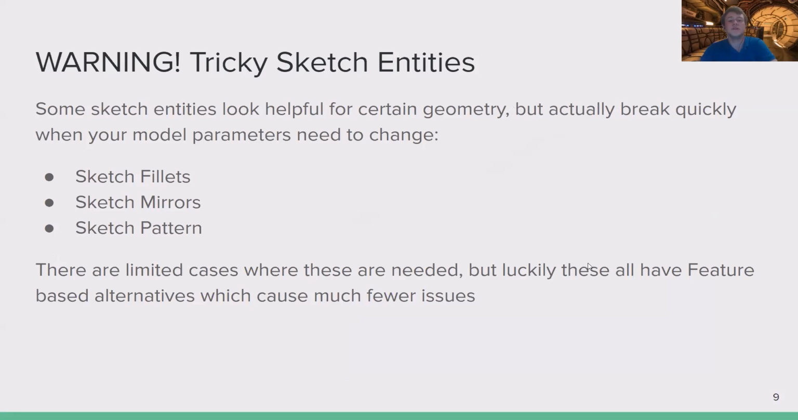There are also some tricky sketch entities that we want you to avoid, at least starting out, because they can be pretty tricky. In particular, sketch fillets, mirrors, and patterns are generally not as robust. Usually when your design needs to change, they're the first things to break in a sketch because their references become outdated. Luckily, there are plenty of feature-based alternatives to use instead, so we'll show you where those are. But just know when you're starting out, those can be kind of tricky, so I would recommend staying away from them.